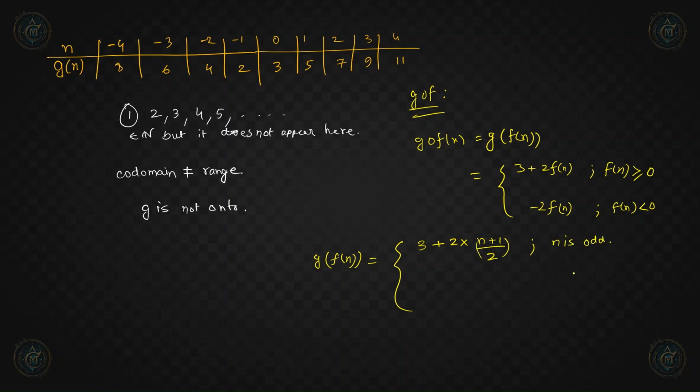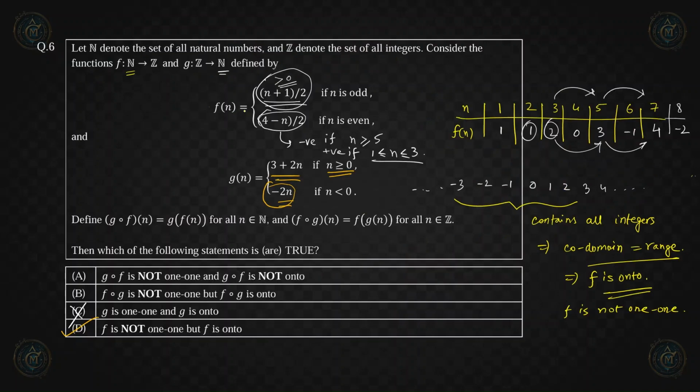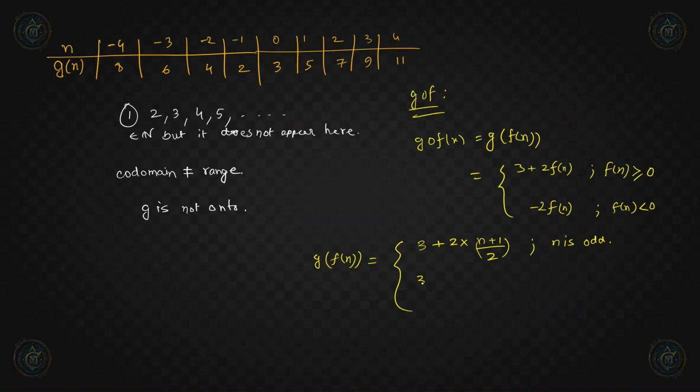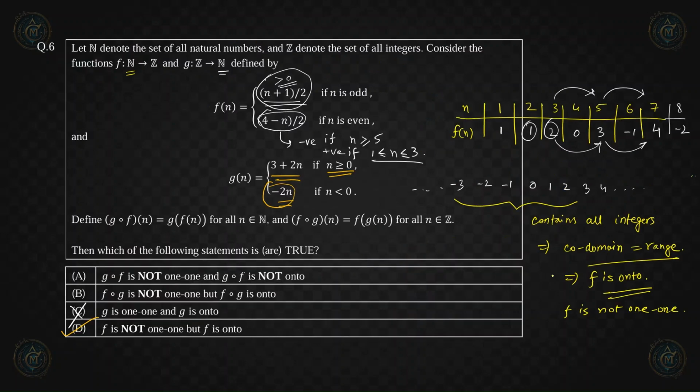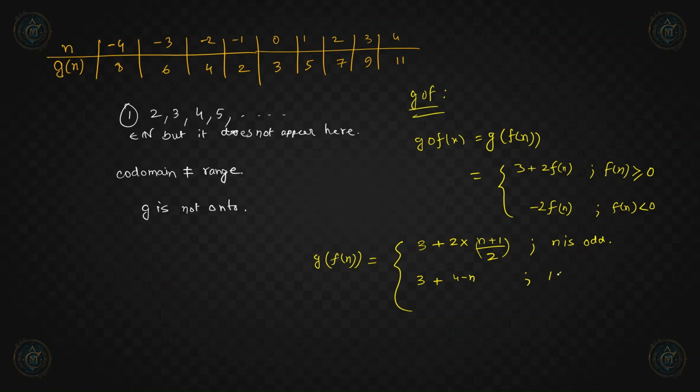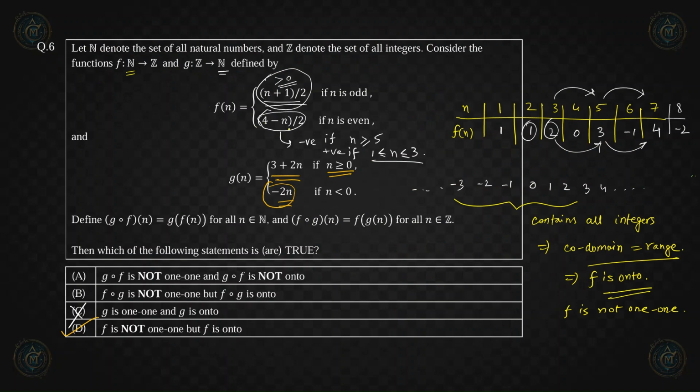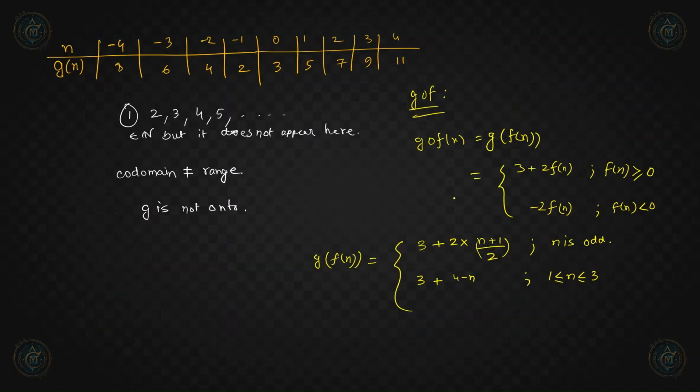If n is odd, then we have this definition: f(n) = (4 - n)/2, so g(f(n)) will be 3 + 4 - n, when 1 ≤ n ≤ 3. And for this, if n = 0, that means n = 4, this is also true. So if we include it here, that will be no problem. So for 1 ≤ n ≤ 4, if this is true, we have g(f(n)) as this. For both of these cases, f(n) is positive or equal to 0.